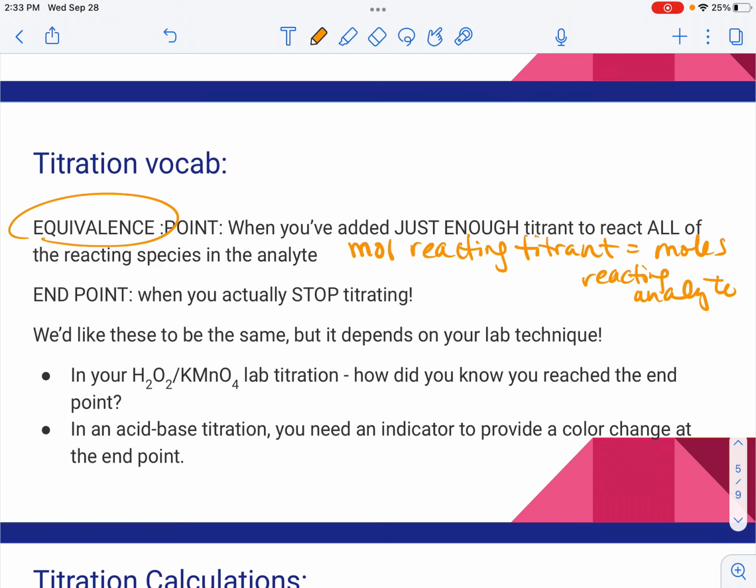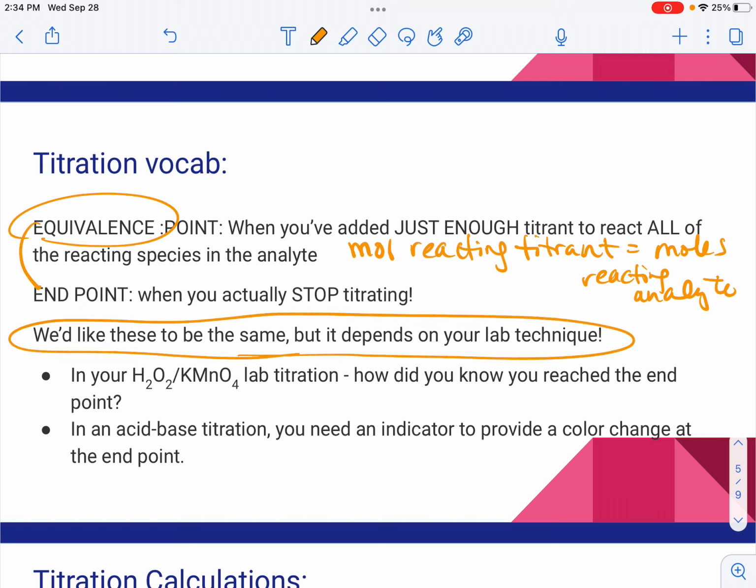In a titration, we always have to add 1 drop extra. We ignore that. I don't want you to be focused on that. It's an error that occurs in every single titration. If you add more than 1 drop extra, this means you've gone too far and you've gone past your end point. We would like the equivalence point and the end point to be the same, but this depends on your lab technique. Remember, the same means the same plus 1 small little drop. So we'd like them to be the same, but it depends on your lab technique.